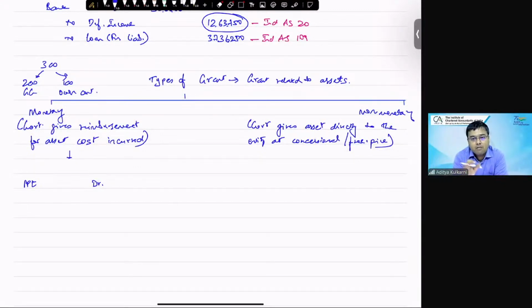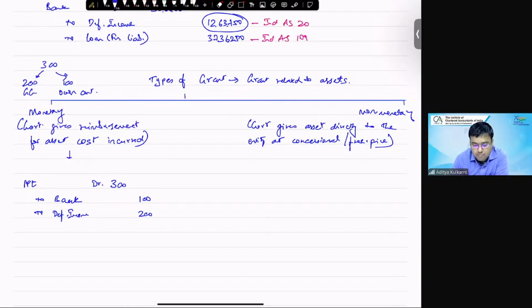Standard permits both. So what some people will say is, sir, property, plant and equipment debit 300, to bank, this is my contribution 100, to deferred income 200. Are we okay with this?